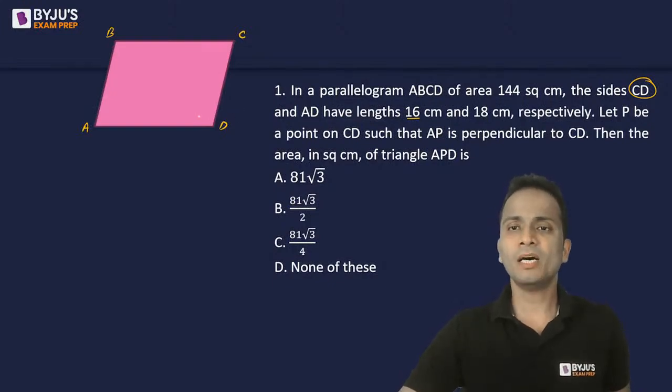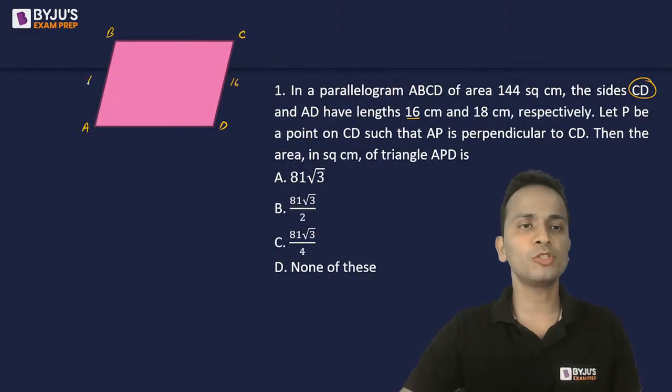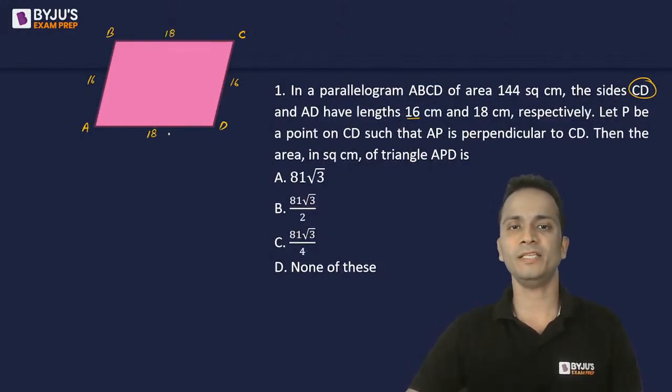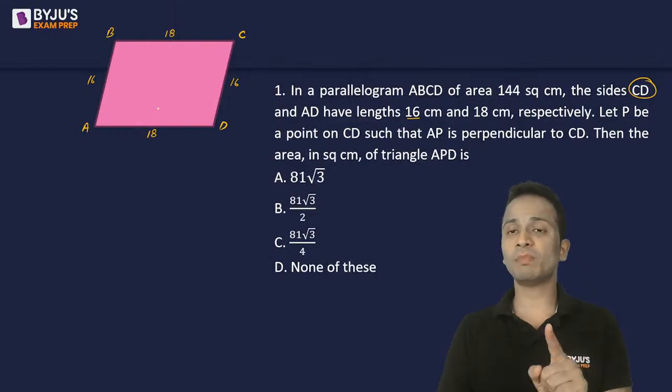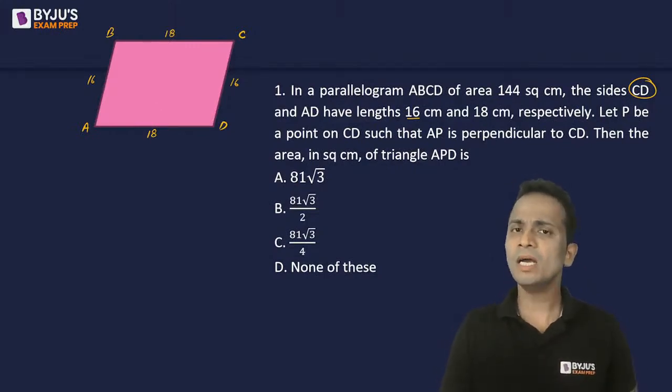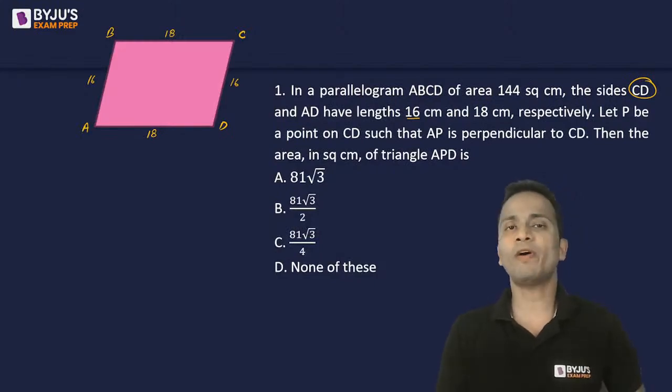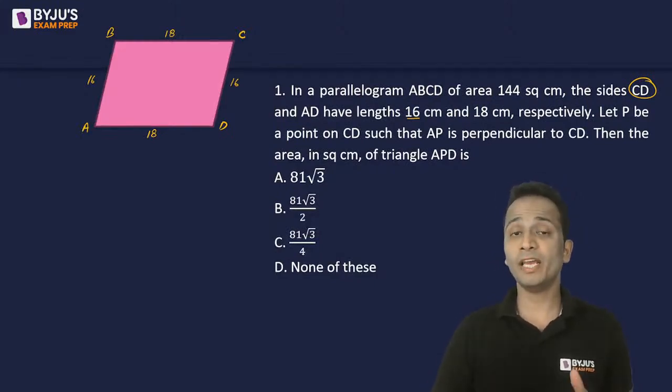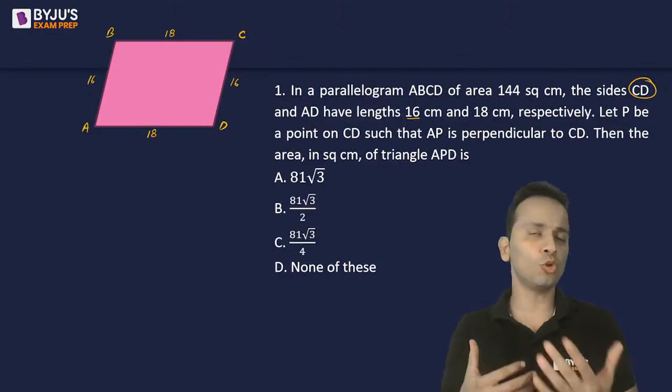Okay. Now, given that the length of CD is 16, the opposite sides are equal in a parallelogram. So these two are 16, and BC and AD will be 18. The area of this parallelogram is given as 144. I will use it later. But before that, you must know how to find the area of a parallelogram if one or both of the sides are given.